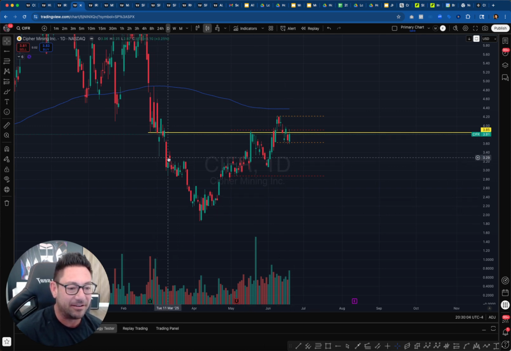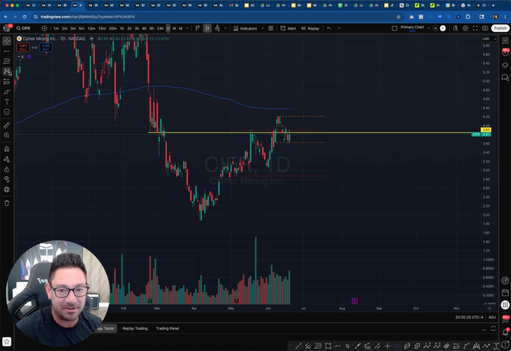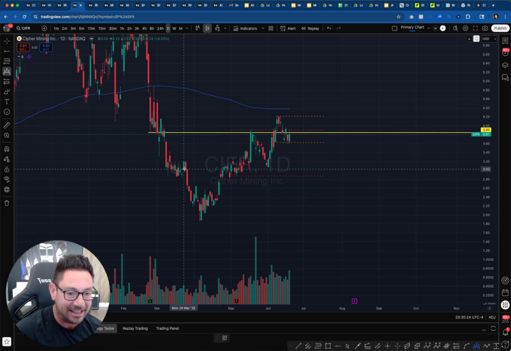And then you could even look at this as a little inverse head and shoulders here. You have the head right here. You have left shoulder, head, right shoulder. Then you had the breakout. Then you had the retest. Can you guys see that? Let me just draw this one because this is kind of cool. It's like an inverse head and shoulders inside of a cup and handle. So this is kind of cool.